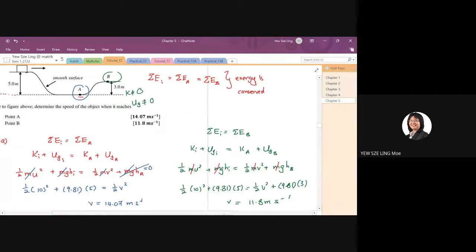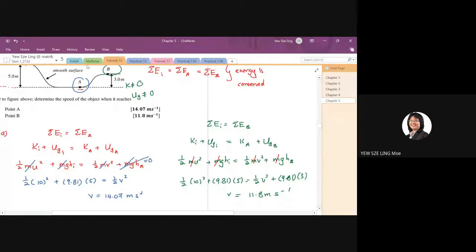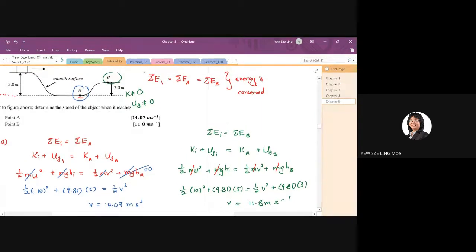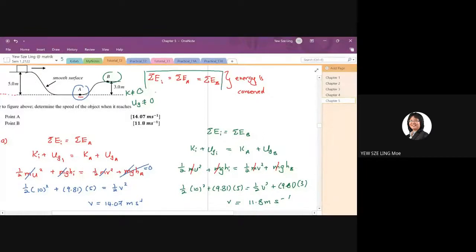So this question is very similar to the previous question. The only difference is now it gives you one more position. So what you have to know is that at these 3 positions, their total energy is all equal because energy is conserved. Okay, energy is conserved.